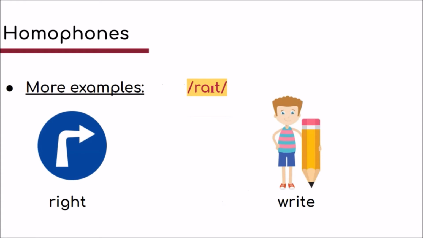Let's have a look at some more examples. Here we've got two words that I'm sure you're familiar with, but maybe you didn't know that they're pronounced in exactly the same way. Right. The first one is right, the opposite of left. Could also mean correct. And then the second word is write, as in to write a letter or to write a text message, which is probably more modern these days. More common, you write a text message.